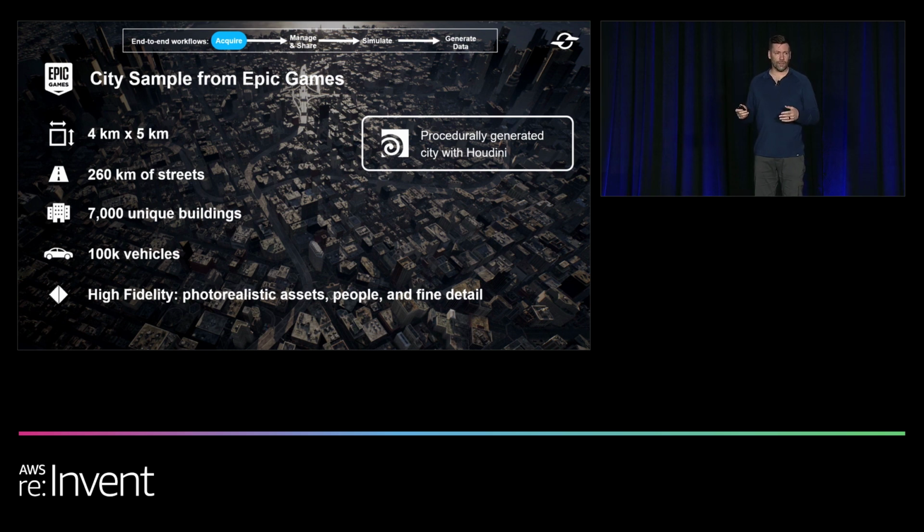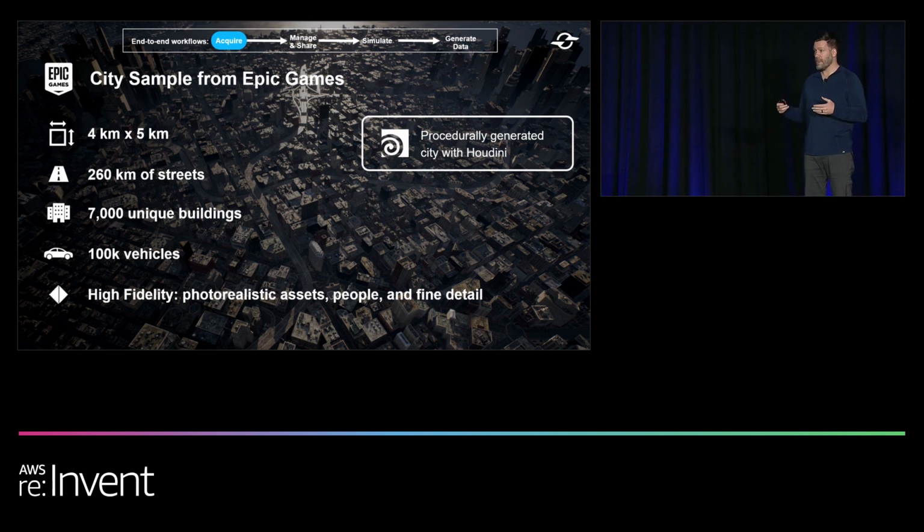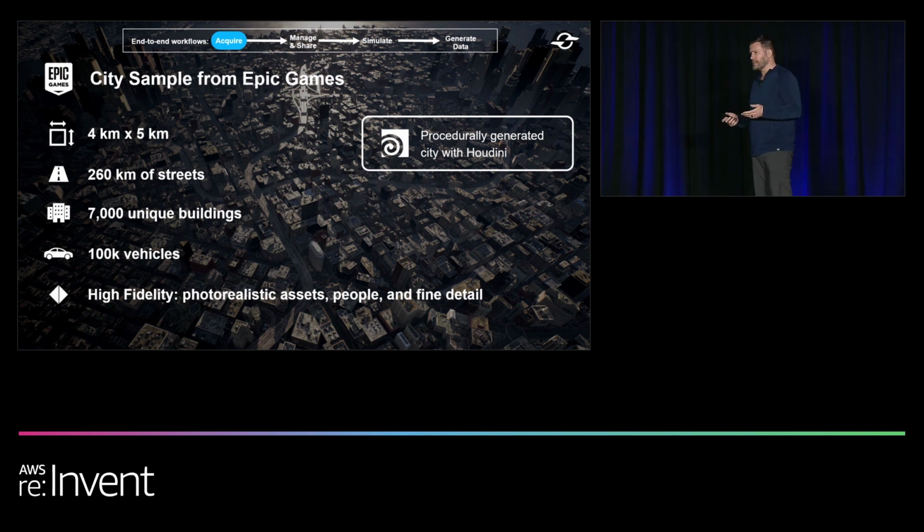The end result is a world that measures roughly 4 by 5 kilometers in dimension. It provides 260 kilometers of streets, 7,000 unique buildings. Buildings, as you drive past them, you can actually see in the windows of the rooms. Not just as a picture, but with active parallax. It's really quite impressive. 100,000 vehicles, realistic top to bottom. Out of the box, City Sample comes with 50,000 of Epic's metahumans wandering through the world.